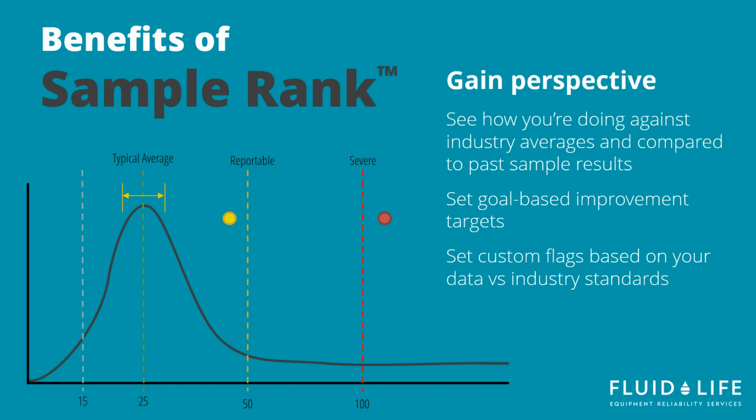If sitting at the yellow dot, while your sample may not be at a reportable level, you are outside of the typical average. There may be something unique in your environment or your maintenance schedules that is affecting your results. If at the green dot, you are best in class, but you may want to look at your flagging limits based on your unique data and circumstances so you don't miss actual issues that are occurring.